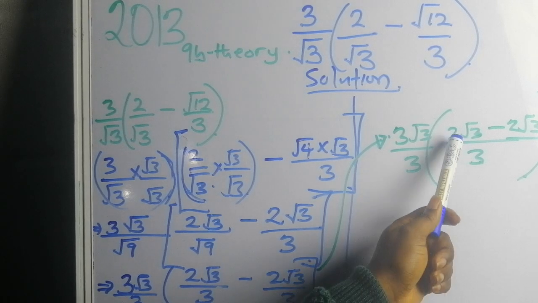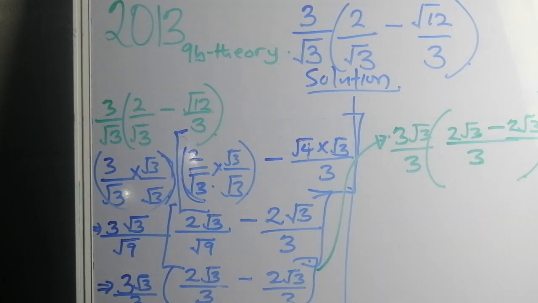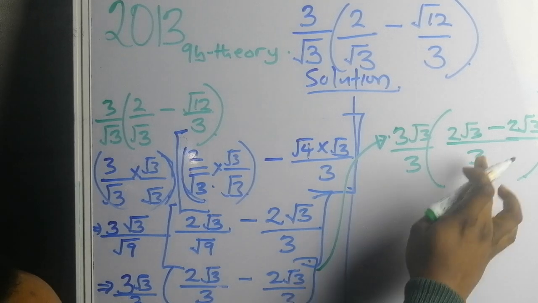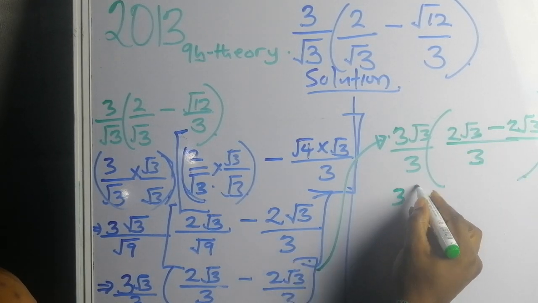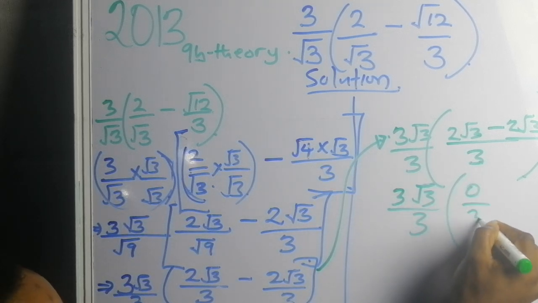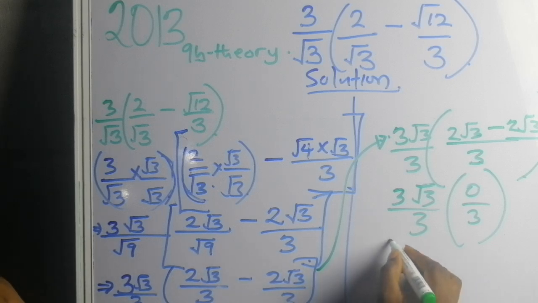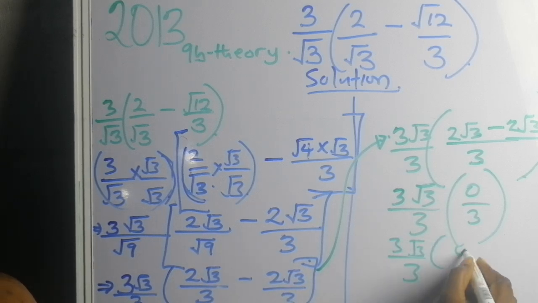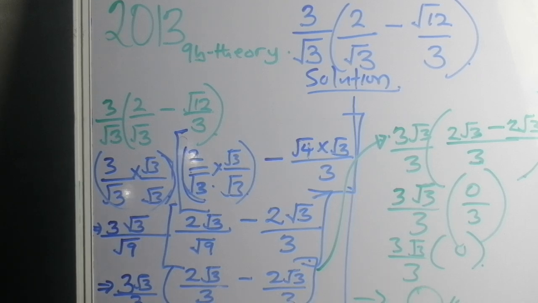So 2 minus 2 will give us 0, because they have the same value inside. This is the same thing as saying 3 root 3 over 3 into bracket 0 divided by 3, and 0 divided by 3 is still 0. So 3 root 3 over 3 times 0 equals 0. The answer is 0. It's as simple as that. After you evaluate and simplify, you'll be getting 0.